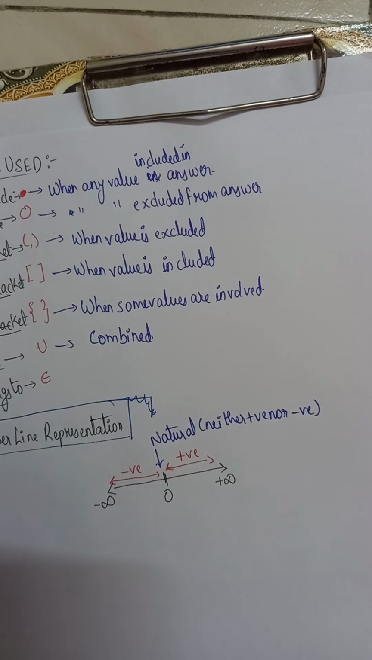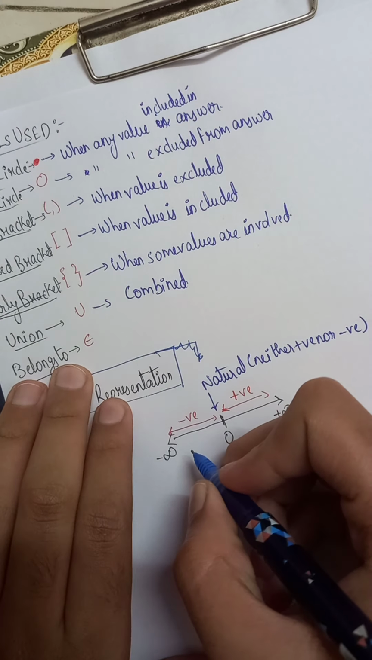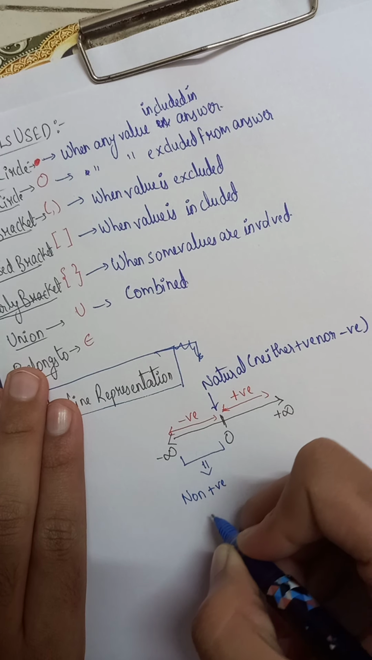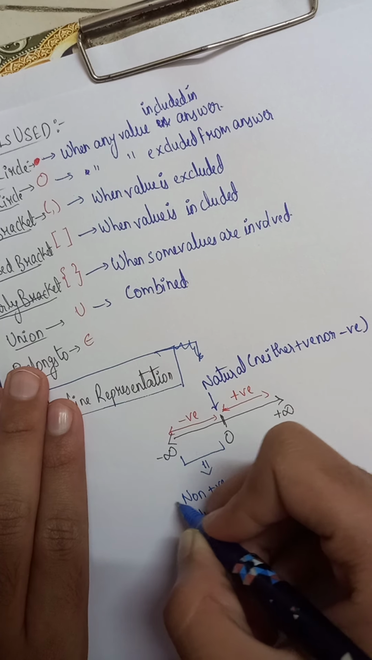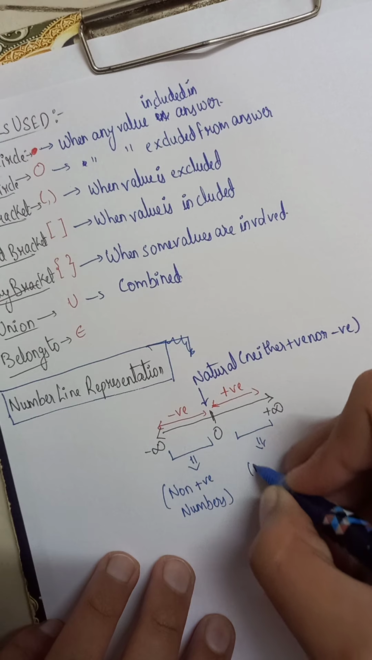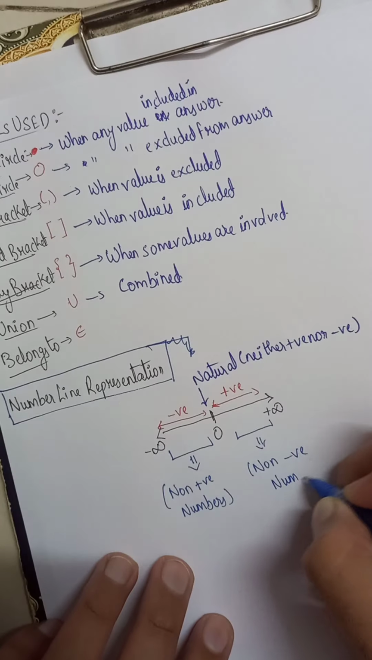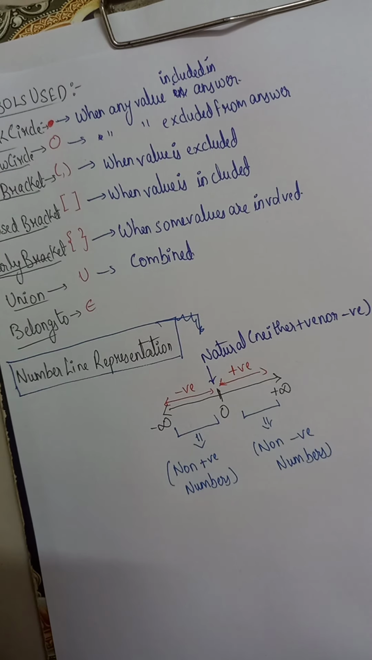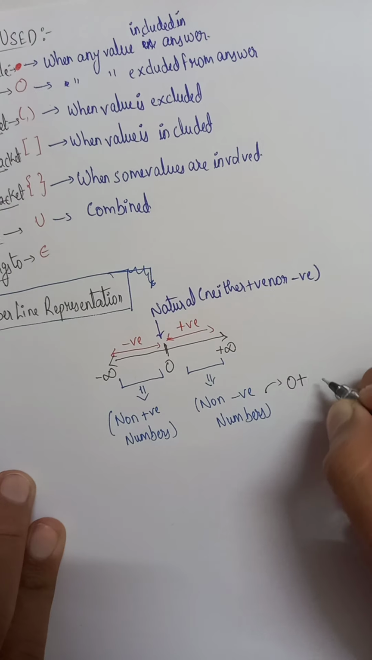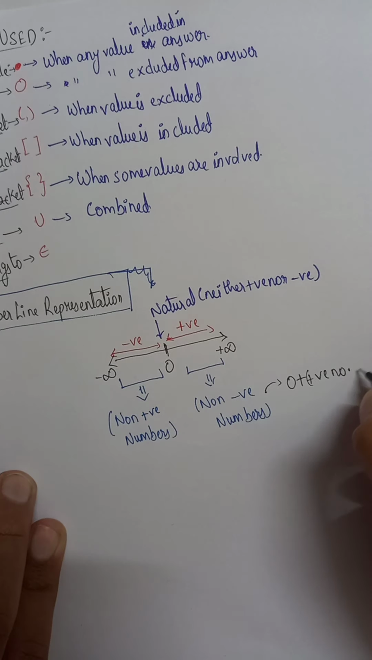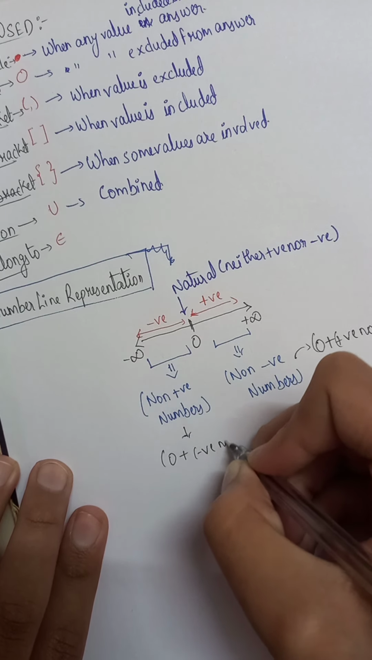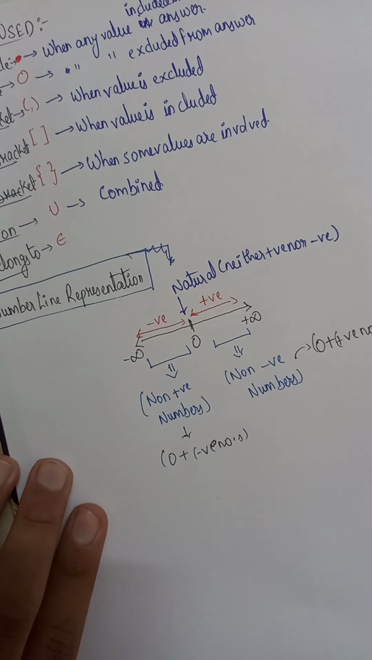These are called non-positive numbers, not integers, sorry, my bad. Non-positive numbers, and these are called non-negative numbers. It's actually 0 plus positive numbers. What about this? These are 0 plus negative numbers.